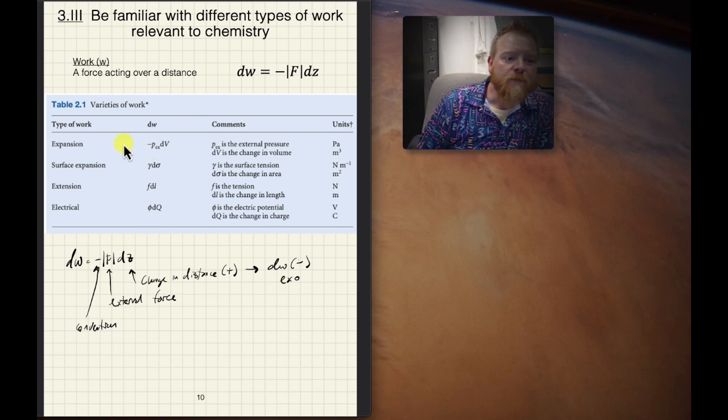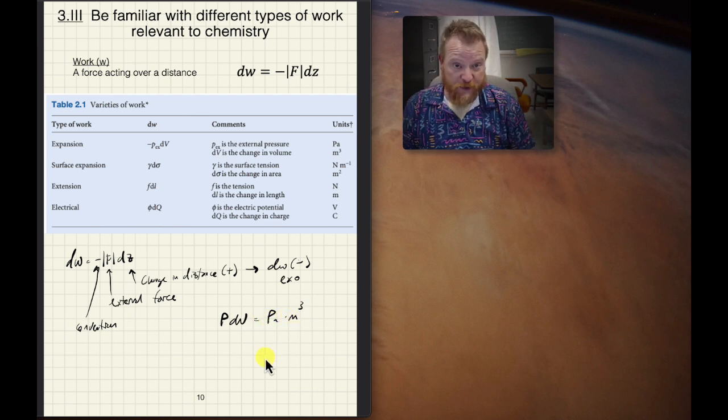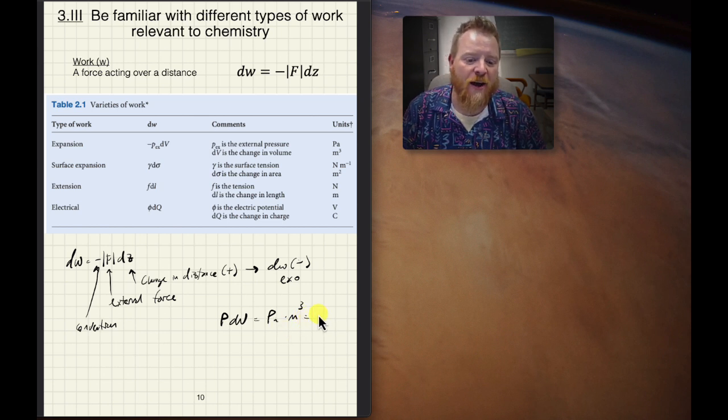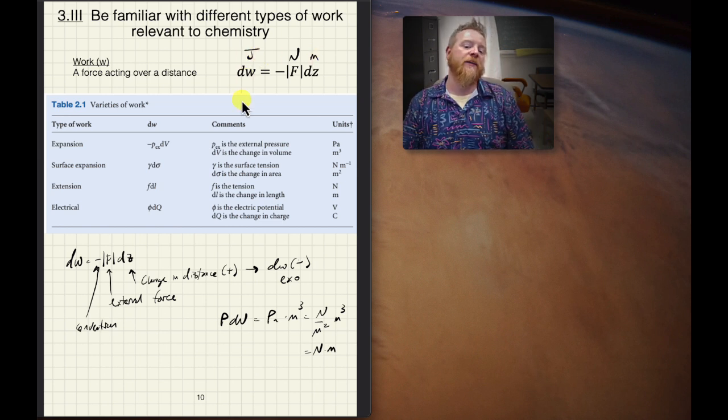Okay. And again, going through these examples, I just talked about the expansion example. You can see here with the units, I'm just going to write P dV to keep this simple. That is a Pascal times meter cubed. Recall a Pascal is a Newton per meter squared, times a meter cubed, that's going to give me a Newton meter. And if we go back to the very top here, Newton is our standard for force, meter is our standard for distance. So Newton meter gives us a joule. Okay.